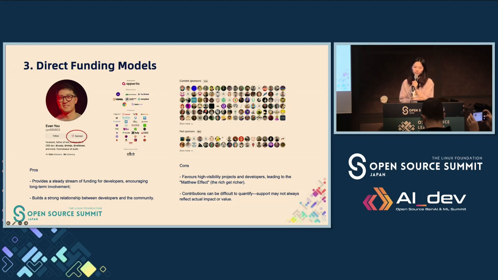So the last type is represented by platforms such as GitHub Sponsors and Open Collective. They build a bridge between sponsors and beneficiaries in the open source scenario. So this is Evan Yu, the creator, the author of Vue. He opened personal sponsorship pages very early, and he can earn a lot of money every month just from the money donated by individual developers. So this form provides a steady stream of funding for developers, encouraging long-term involvement. And this form builds a strong relationship between developers and the community.